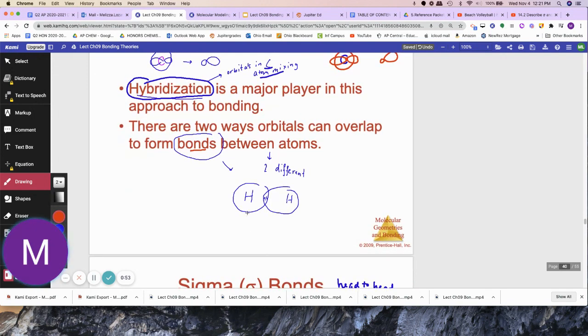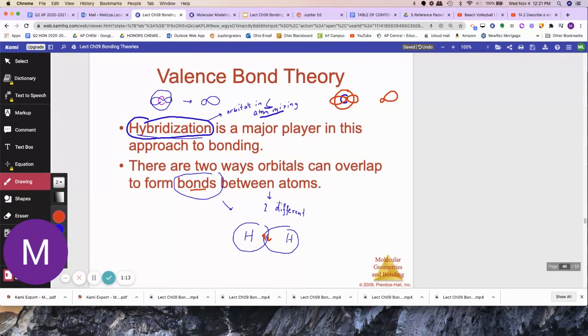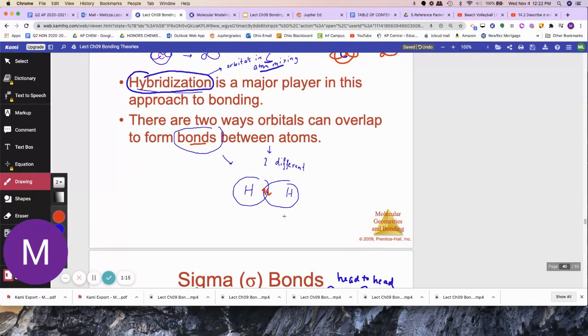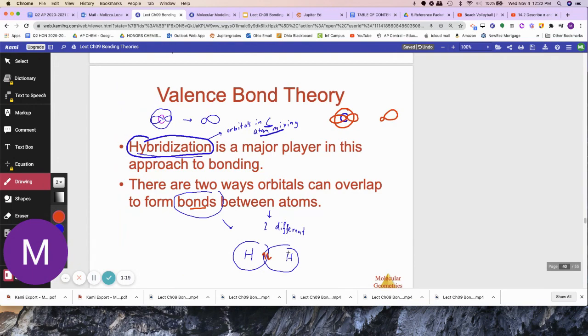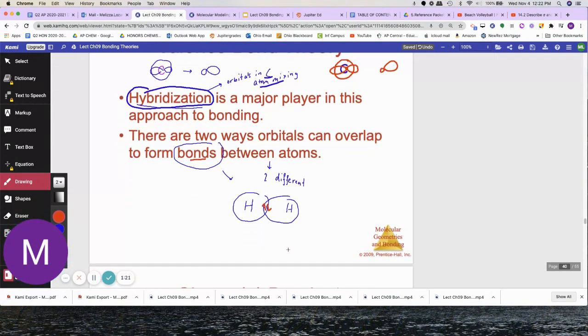We're looking at a hydrogen atom and its s orbital, and another hydrogen atom and its s orbital. The overlap is when the electron from this hydrogen and the electron from that hydrogen share a space between the two H's. That is a bonding theory called valence bond theory, because we're using the valence electrons.